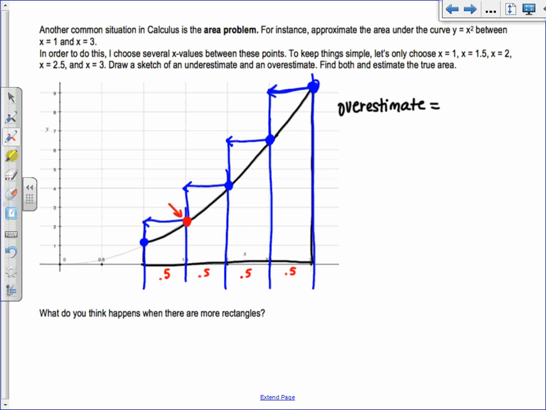Plug in that point, right? So you're plugging in 1.5, so you're doing 1.5 squared. You can go back to your table since you already have it. Hopefully you guys know what 1.5 squared is. So 2.25. All right, how about the next one? Well, now that's at 2, right? So 2 squared is going to be 4. The next one is 2.5, so 2.5 squared is 6.25. And the last one was 3 squared, which is 9. Okay, those are the heights.